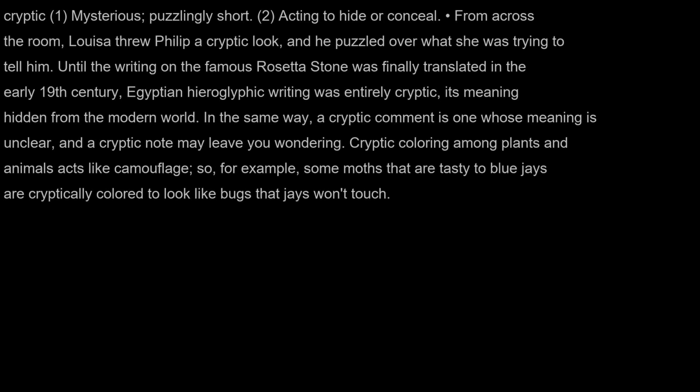Cryptic: 1. Mysterious, puzzlingly short. 2. Acting to hide or conceal. From across the room, Louisa threw Philip a cryptic look, and he puzzled over what she was trying to tell him.